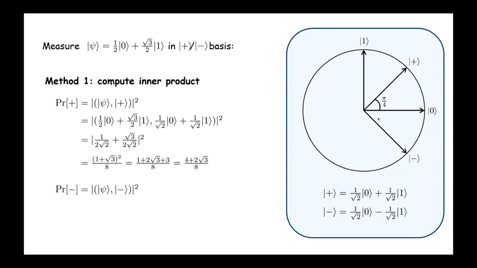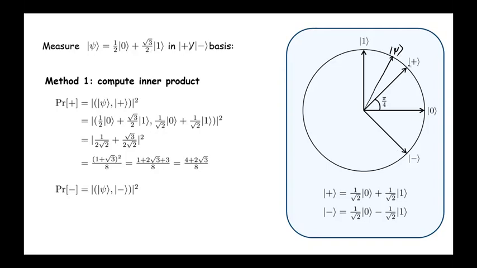Okay, so here's our picture. This is the standard basis, the 0, 1 basis. Here's the plus minus basis. They make a pi by 4 angle. Okay, here's plus in terms of 0 and 1 and so on. And now what we want to do is we are given some state psi. Let's say it happens to be a state psi which makes a 60-degree angle. So this is what psi looks like. It's 1/2 0 plus square root 3 over 2 1. And now we want to measure the state in the plus minus basis. So how do we figure out what's the probability of seeing the outcome plus?